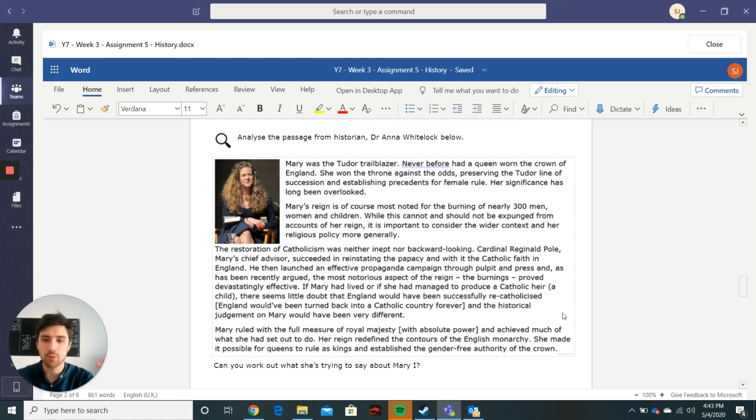Mary ruled with the full measure of royal majesty. She had absolute power and achieved much of what she had set out to do. Her reign redefined the contours of the English monarchy. Her reign changed what English kings and queens were like. It made it possible for them to be women. She made it possible for queens to rule as kings and establish the gender-free authority of the crown.